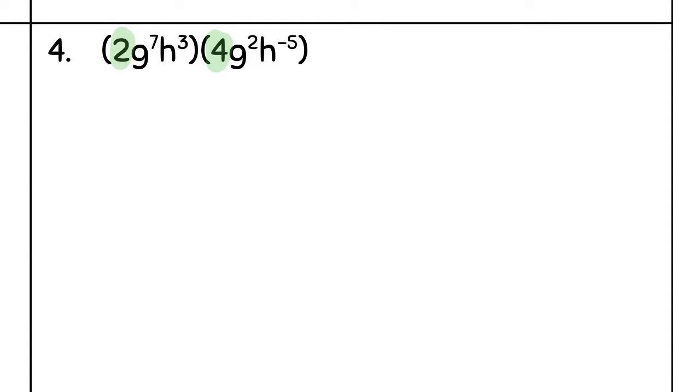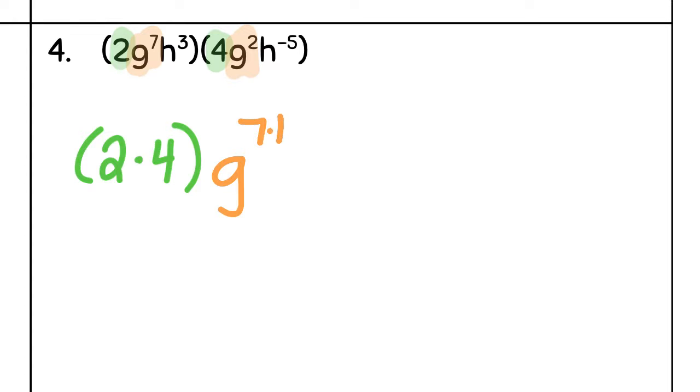Coefficients work with the normal rules of multiplication. So I'll have 2 times 4. I'm going to put that in parentheses. Okay, then our first variable is that g. So g to the 7th times g to the 2nd. Product property says that I need to add those exponents. So 7 plus 2.